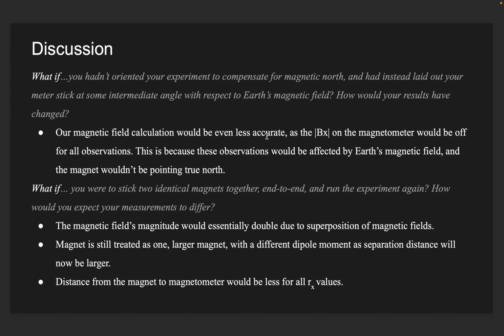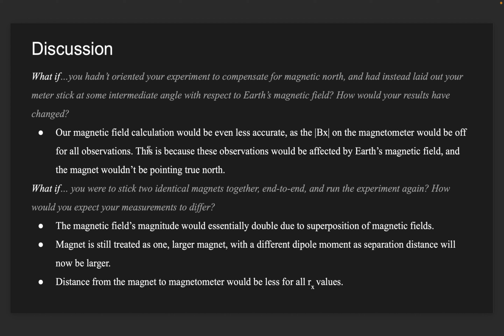So what if we hadn't oriented our experiment to compensate for magnetic north and had instead laid out our meter stick at some intermediate angle? Our magnetic field calculation would be even less accurate, as the B of x on the magnetometer would be off for all observations. This is because these observations would be affected by Earth's magnetic field and the magnet wouldn't be pointing true north.